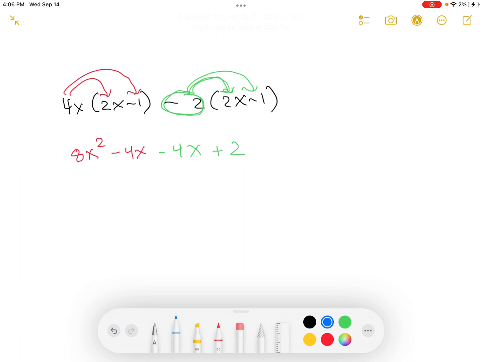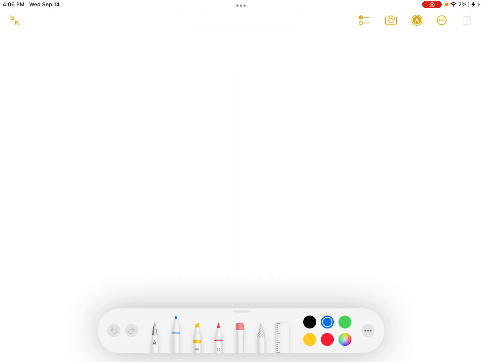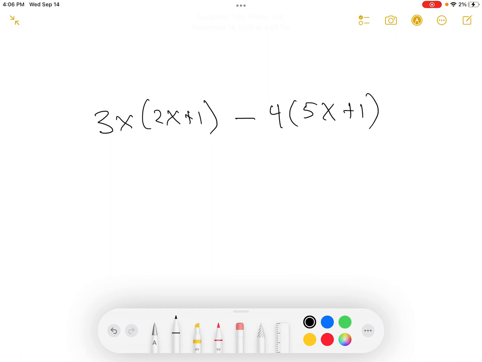Now I'm looking at this and looking at my like terms. These guys are like terms. We can combine them. I've got 8x squared minus 8x plus 2. Okay, I want you to give this question a try. So go ahead and pause the video, give it a try.